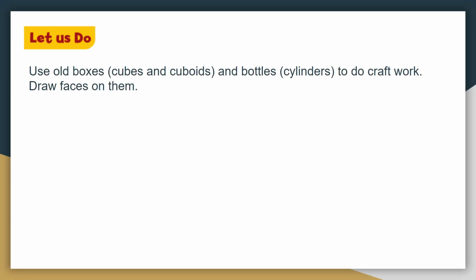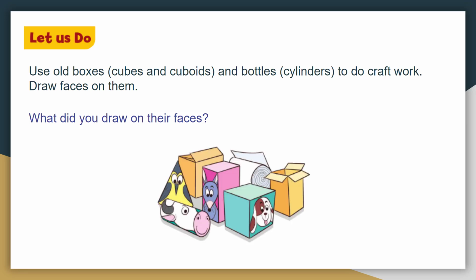Now let us do one activity. Use all boxes which are in the shape of cubes and cuboids, and bottles which are in the shape of cylinders to do craft work and draw faces on them. So what did you draw on their faces? Here you can see different boxes with faces of different animals.